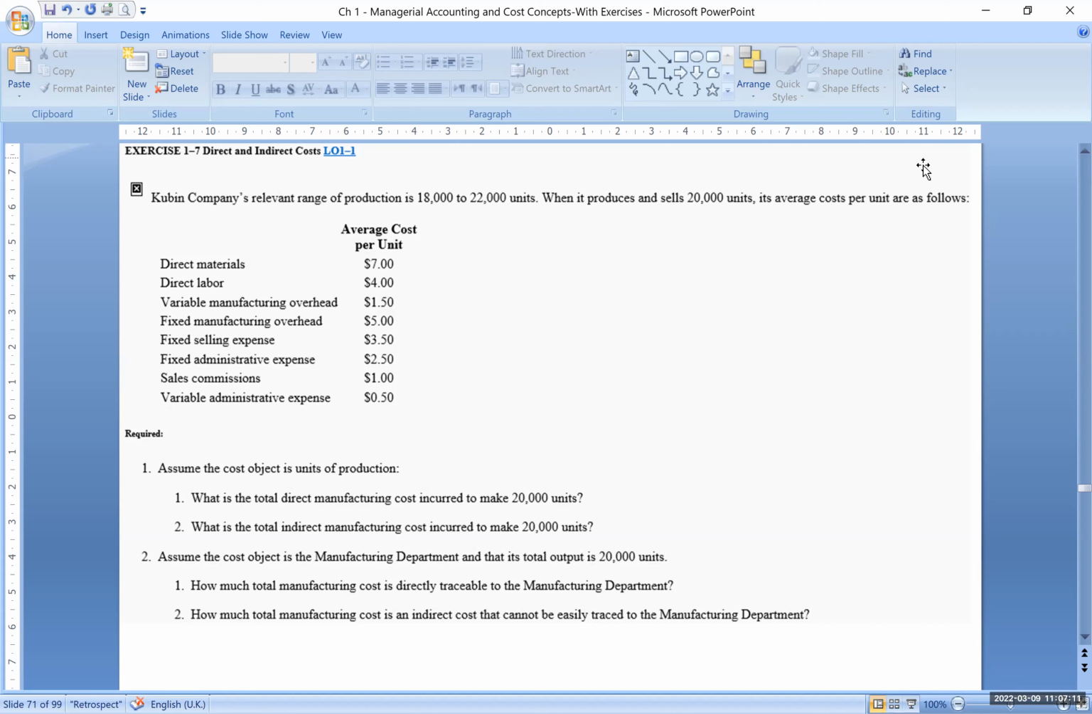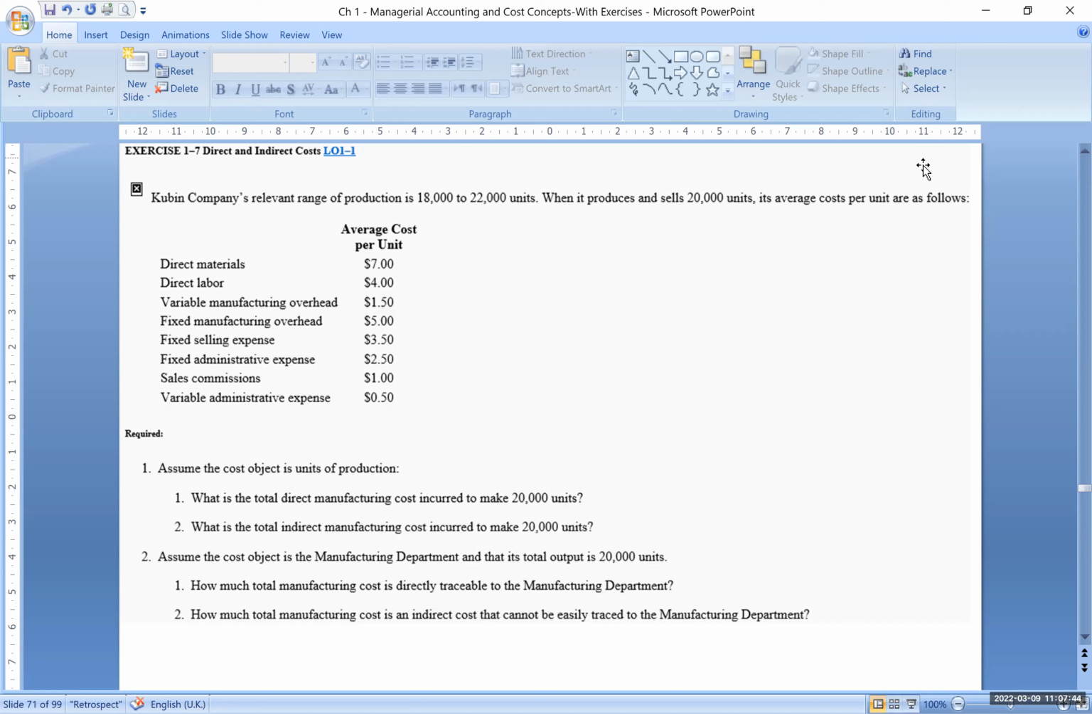Be careful that the variable manufacturing overhead is indirect. Why? Because indirect means it is hard or not easily traced to the unit of activity, the unit of production. So all the overheads are called indirect cost for the unit of activity because they are not easily and conveniently traced to the unit of production.